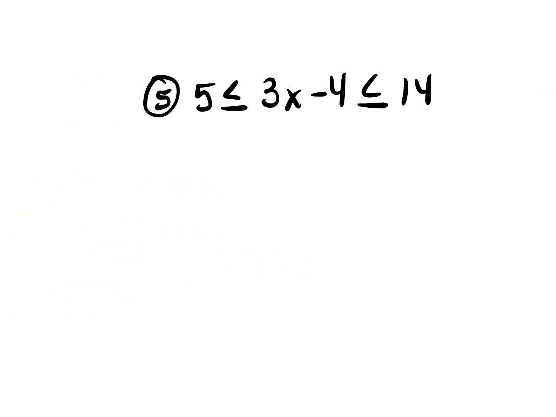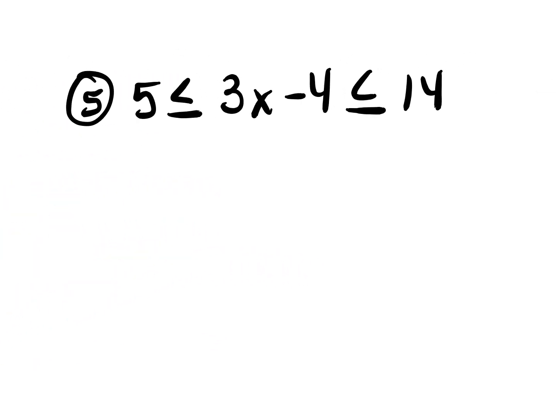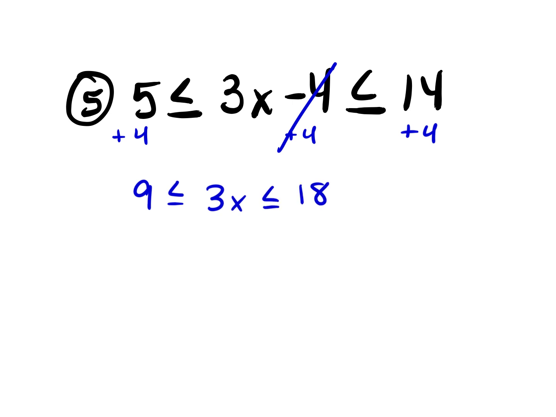All right, last one. Let's do number 5. So here we have 2 inequalities. So what we do to one side, we have to do to the other as well. What should we do first? Add 4. Let's add 4. So if I add 4, I got to do it on the left and the right. So 5 plus 4 would be what? So 9 is less than or equal to 3x, which is less than or equal to 18.